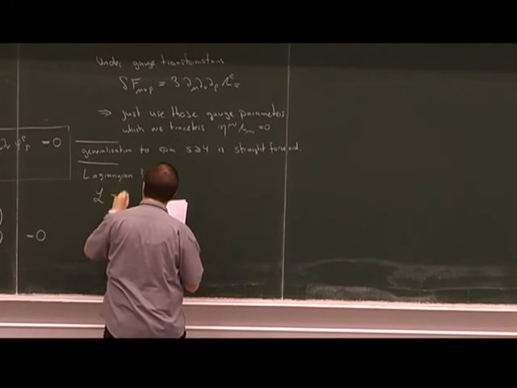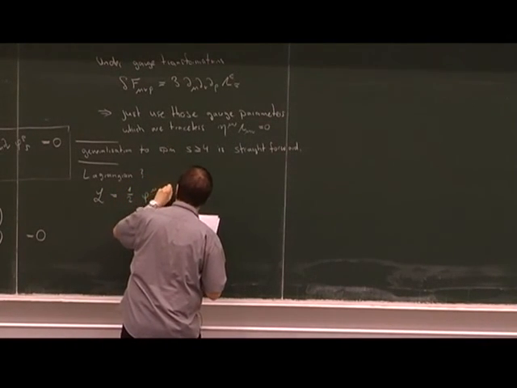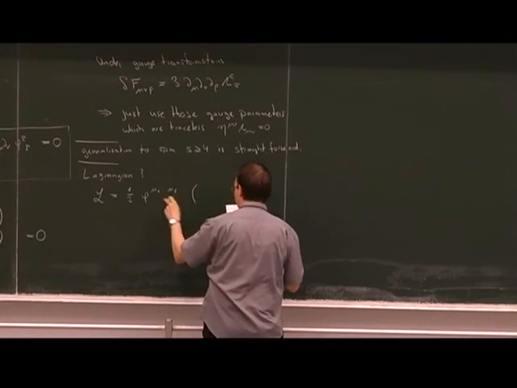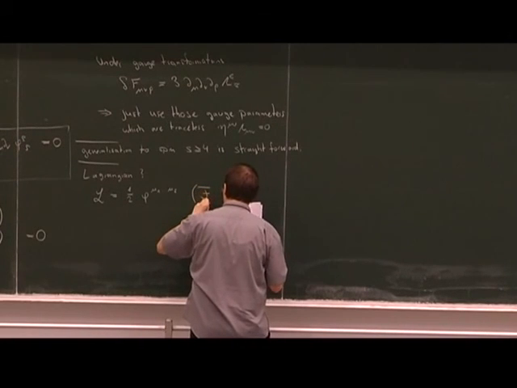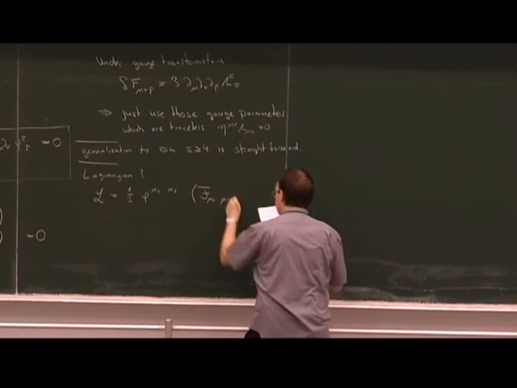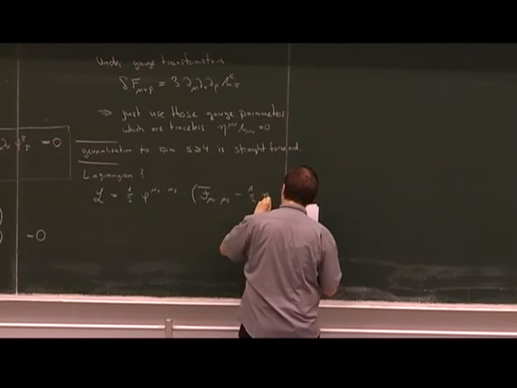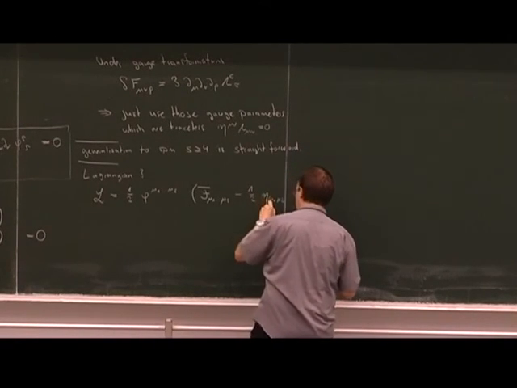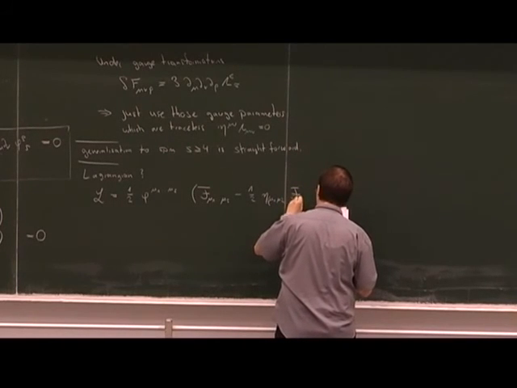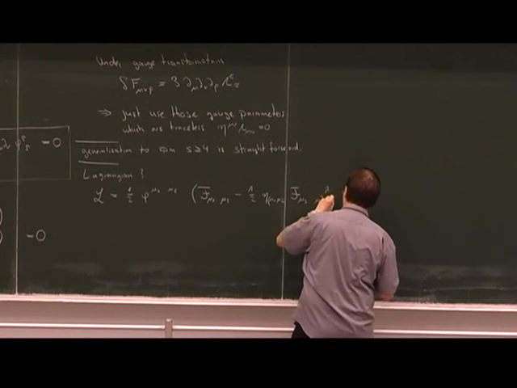So the Lagrangian is just 1/2 phi mu 1 to mu s. So for a spin s field, we have s indices. And this doesn't have to be traceless. Also, this F has s indices. And now we just have to contract a few indices. So we write down here an eta mu 1 mu 2 times an F mu 3 until mu s lambda lambda.